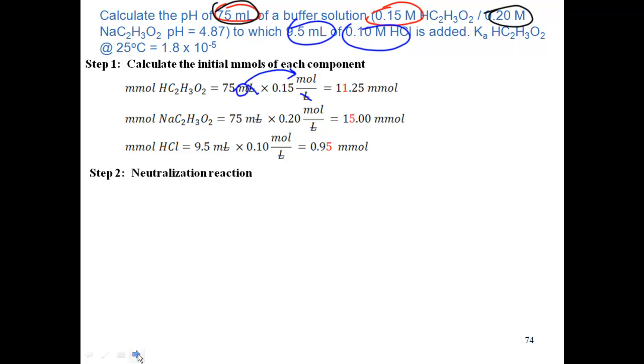Next step is neutralization. I'm going to figure out which components are going to neutralize each other. Well, I already have my buffer system, and then I'm going to add some HCl to it. So my HCl is going to react with one of those 2 components. In a neutralization reaction, my acid is going to react with a base. So basically I have opposites. Since I'm adding HCl to this, which component is it going to react with? Is it going to react with the acetic acid, or the sodium acetate, which is a basic salt? Since I'm adding an acid, it's going to react with the basic salt.